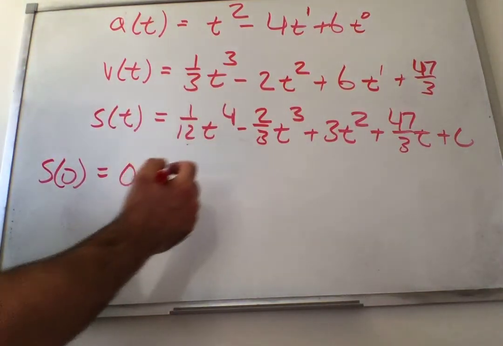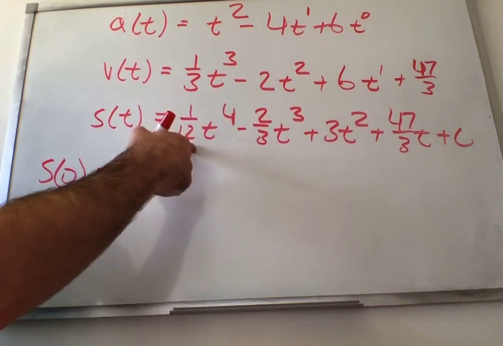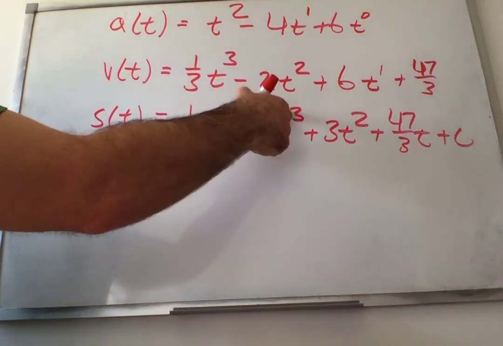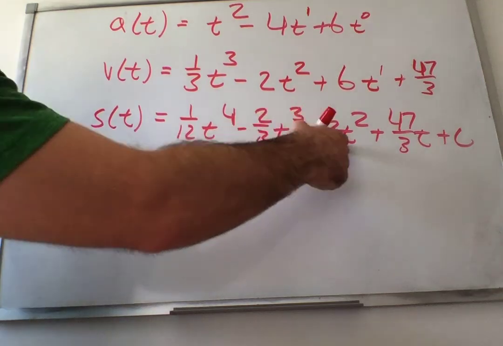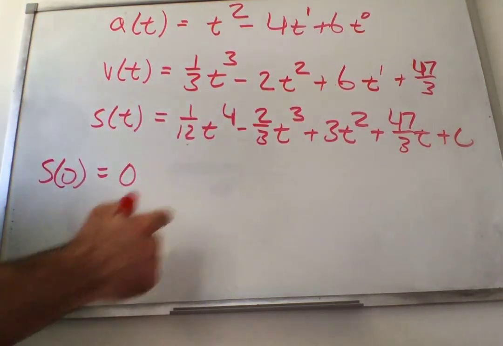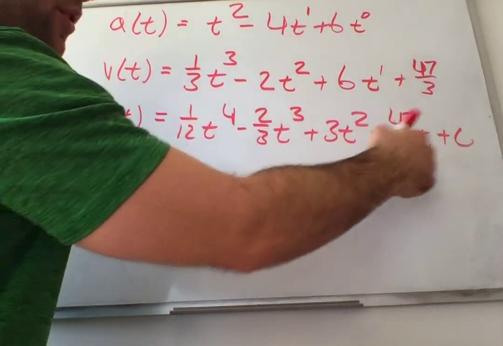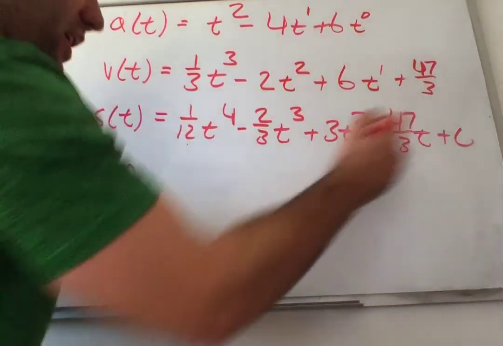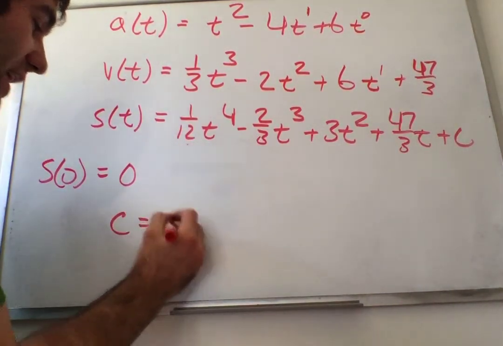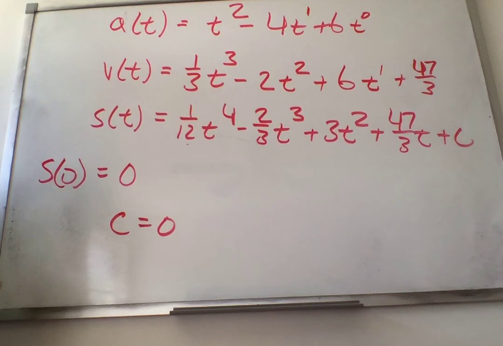Okay? So, 0 to the 4th is 0. 0 to the 3rd is 0. You get 0 from here. 0 squared is 0. Plus 47/3 times 0 is 0. Plus c. And we set it equal to 0. So, c was equal to 0 in this case.